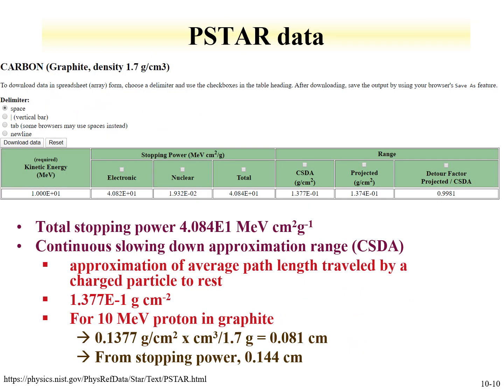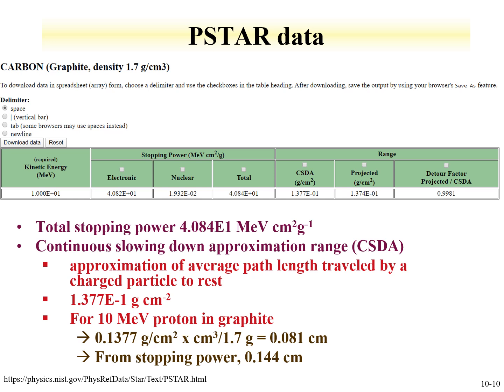This figure shows the P-star data, not in the figure form, but from the table. This is what you would see, the density of the carbon, this graphite that was used. There's some selection data on the program. You can download the data. But here you see the kinetic energy, the stopping power, electronic, nuclear, and total. And then something here listed as CSDA, which is the continuous slowing down approximation range.